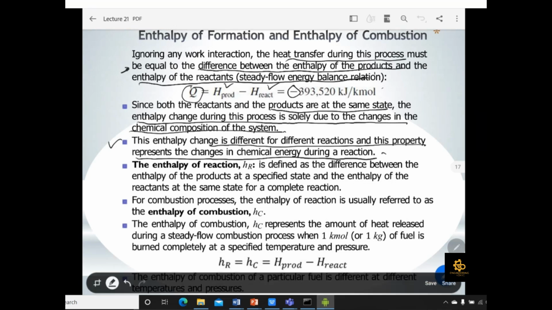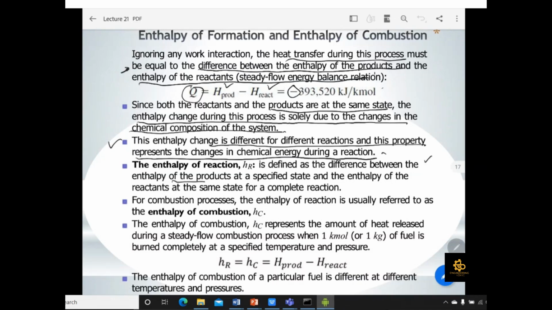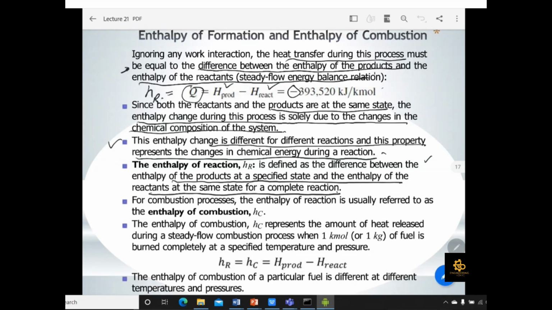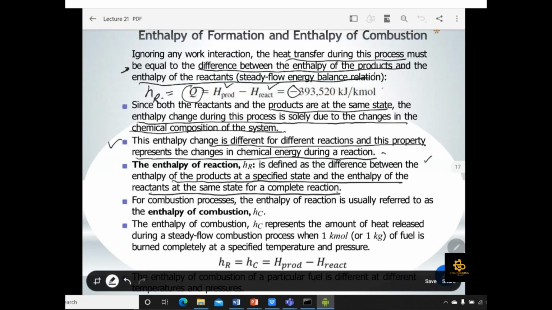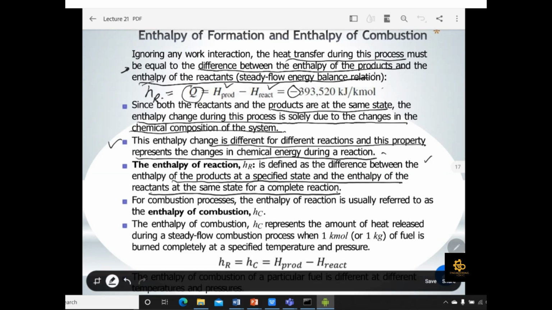Okay, so now here comes the term enthalpy of reaction. Basically, the enthalpy of reaction is defined as the difference between the enthalpy of the product at a specified state and the enthalpy of the reactant at the same state for the complete reaction. Here it is mentioned Q, so you can just say that it is equal to HR. So the enthalpy of reaction and Q are basically the same thing, and we can represent it with a bar over it, in kJ per kmol.